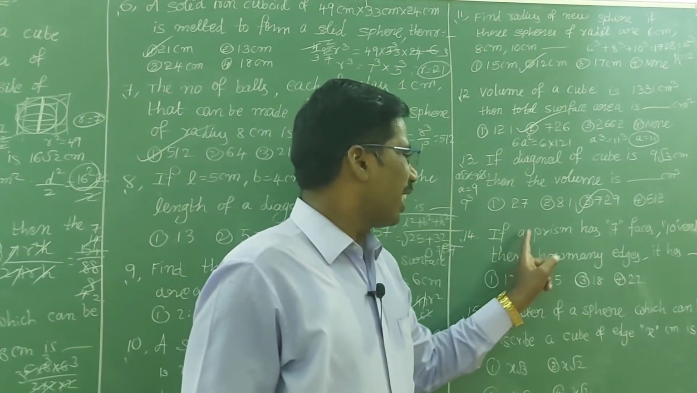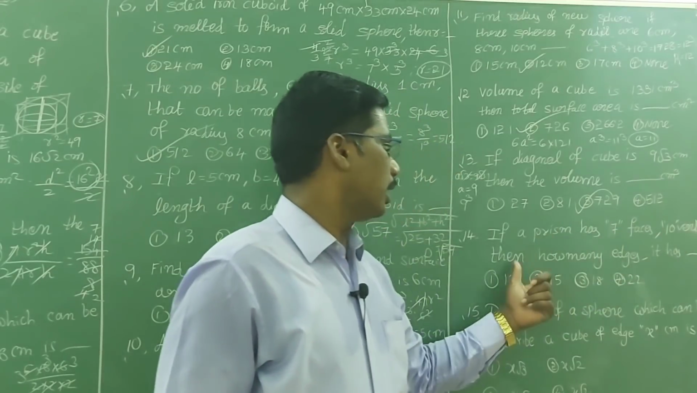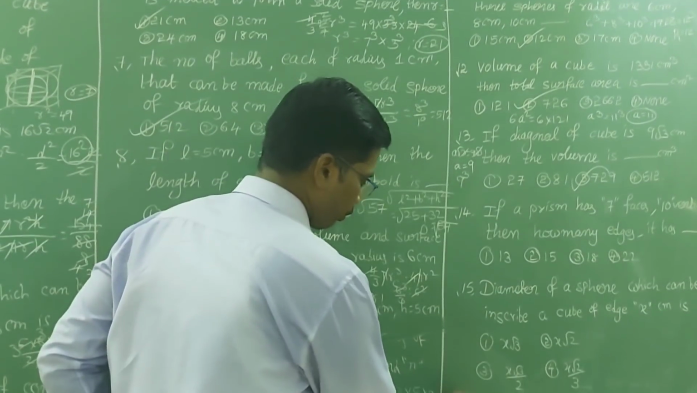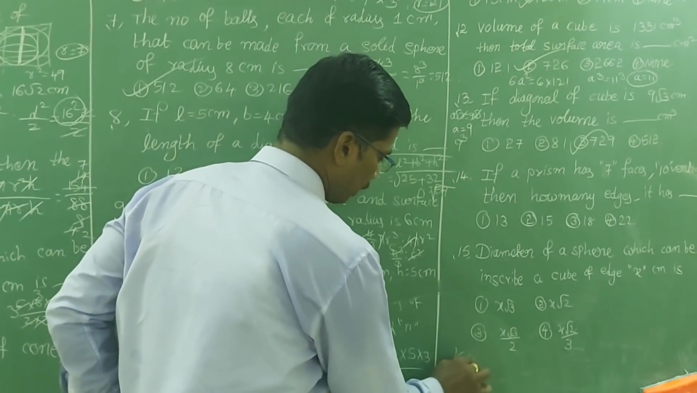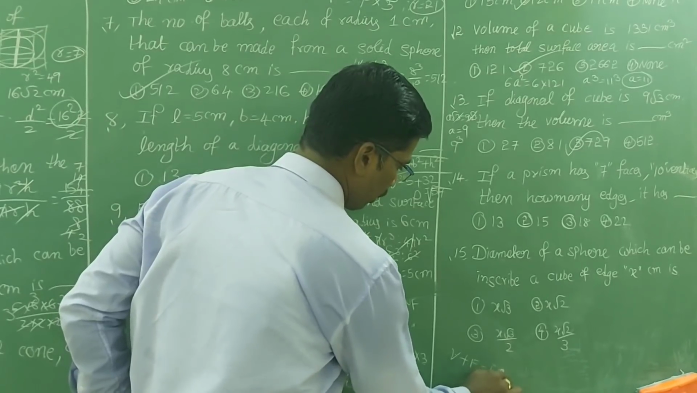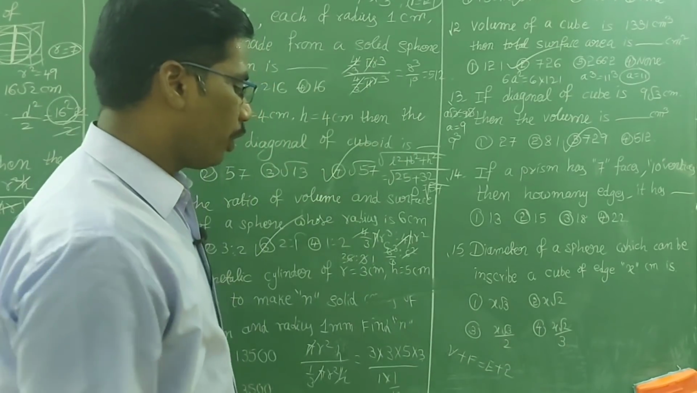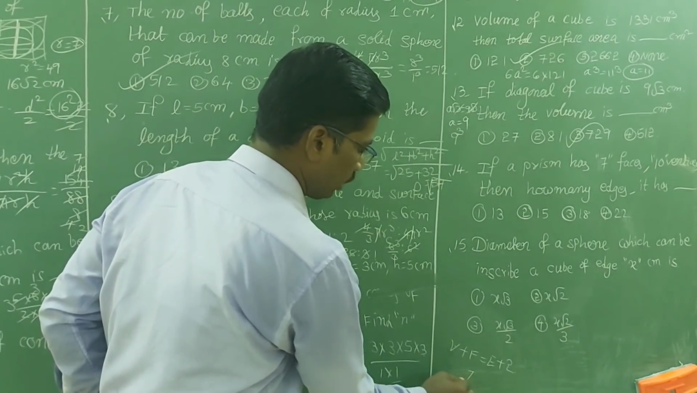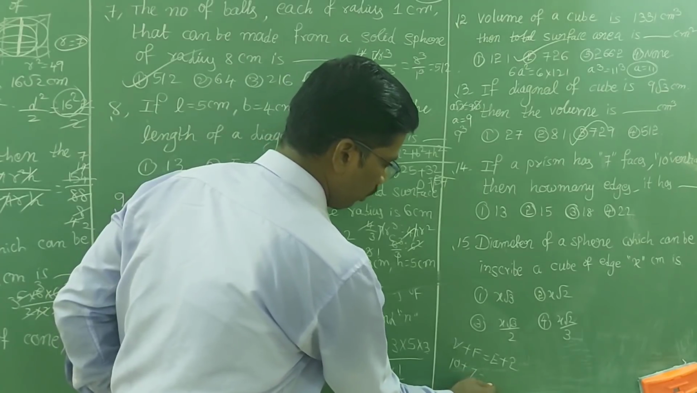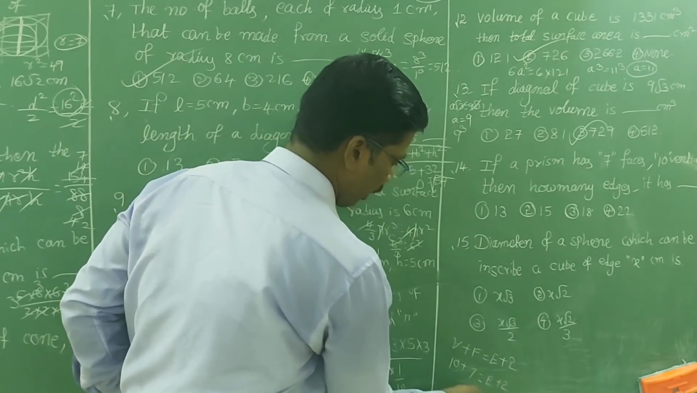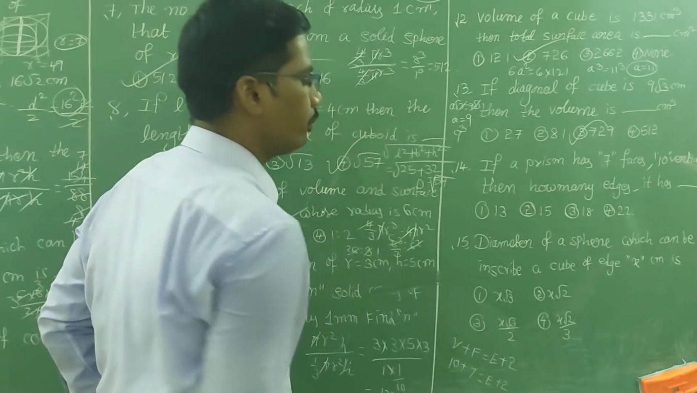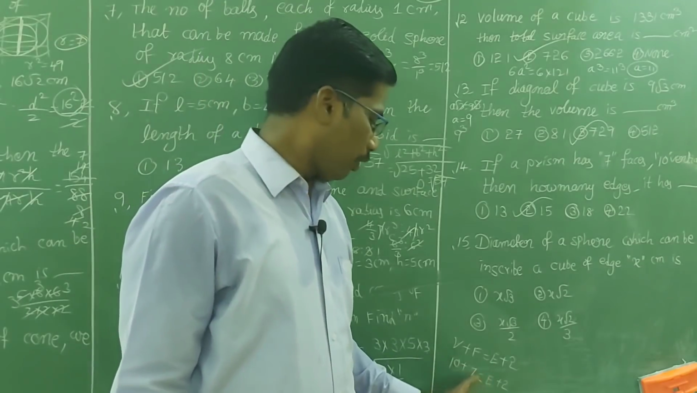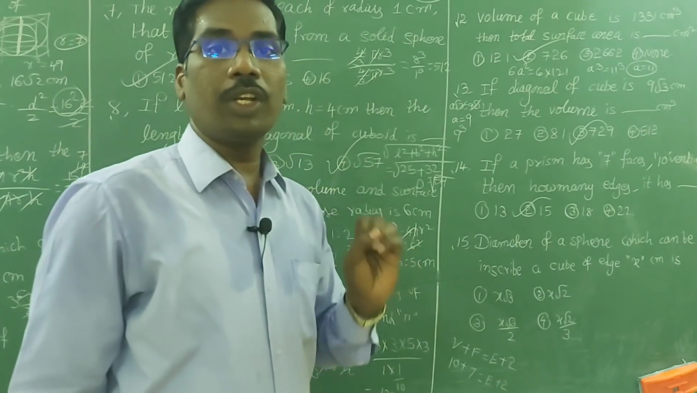Next, if a prism has 7 faces and 10 vertices, then how many edges does it have? See, I have already explained this for you. V plus F is equal to E plus 2. They have told faces are 7, vertices are 10, and edges we want to find. So here 17 minus 2, that is 15. So the answer is 15. For any prism you can find it using F plus V is equal to E plus 2. That is Euler's relation.